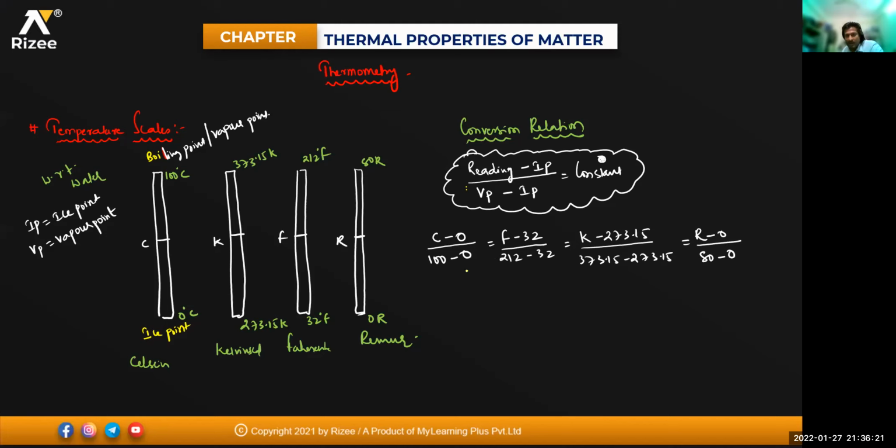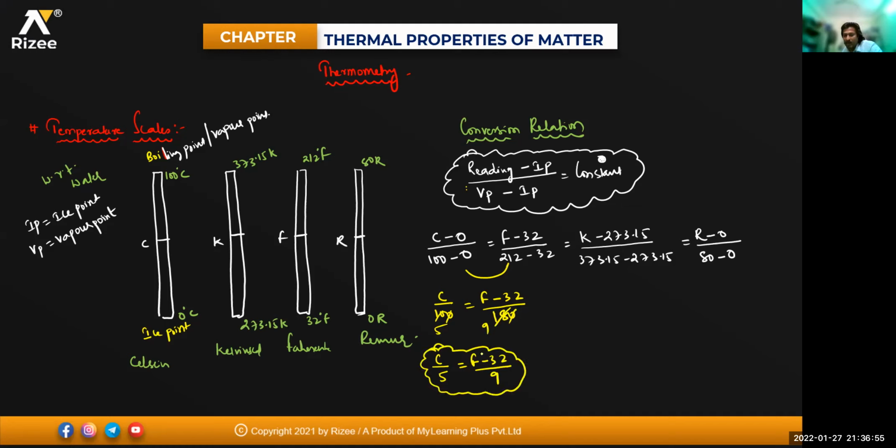Now see, if I am taking the relation between Celsius and Fahrenheit, this will become C by 100 is equal to F minus 32 divided by 212 minus 32, which is 180. So the 0 and 0 will get cancelled. 2 5s are 10, 2 9s are 18. So this will become C by 5 is equal to F minus 32 divided by 9. This is the relation between the Celsius scale and the Fahrenheit scale.